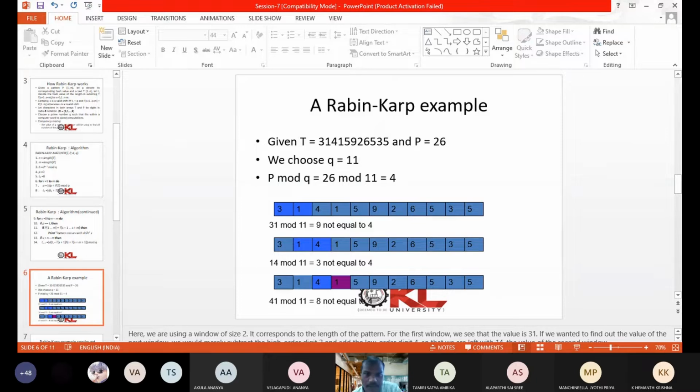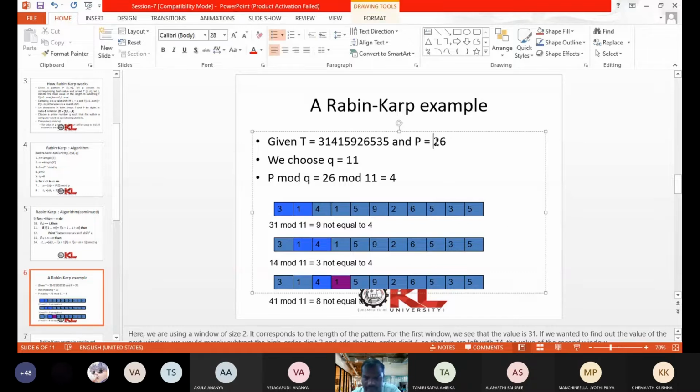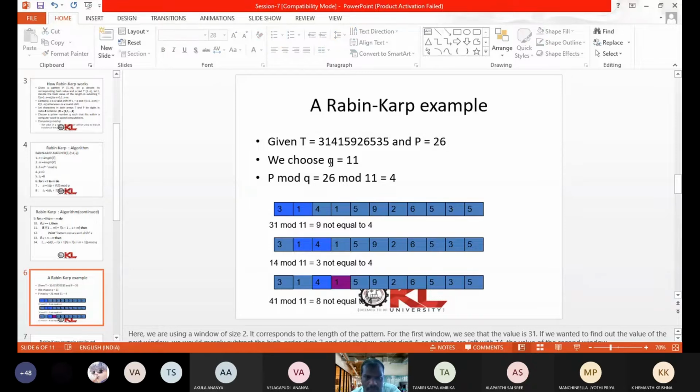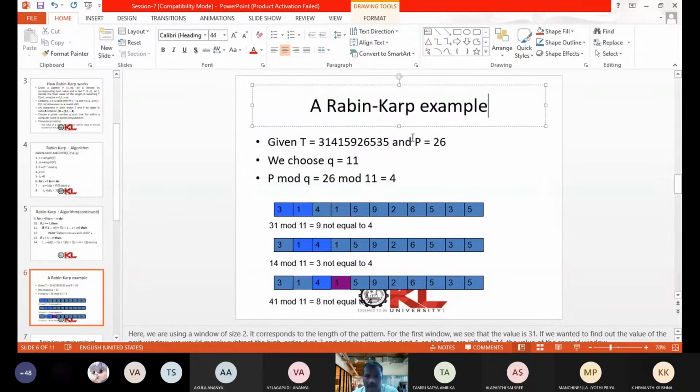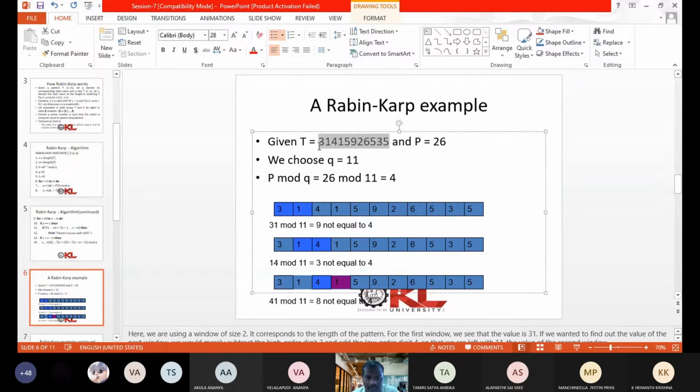Here, take this Rabin-Karp example. The given string T is 3141592655 and P is 26. We choose some prime number q, that is 11. So we need to find out whether P is appearing in this given string or not.